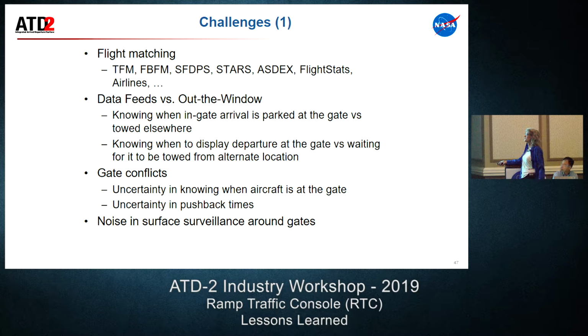When Charlotte first built their ramp Terminal A extension, we would get targets that would show up on terminal buildings, and so controllers would have these targets displaying on terminal buildings, which of course is physically impossible, but the surveillance was so noisy that's where it showed the flight.